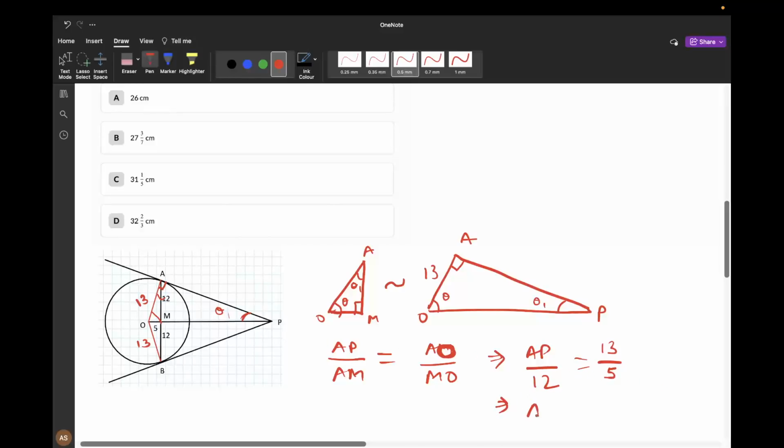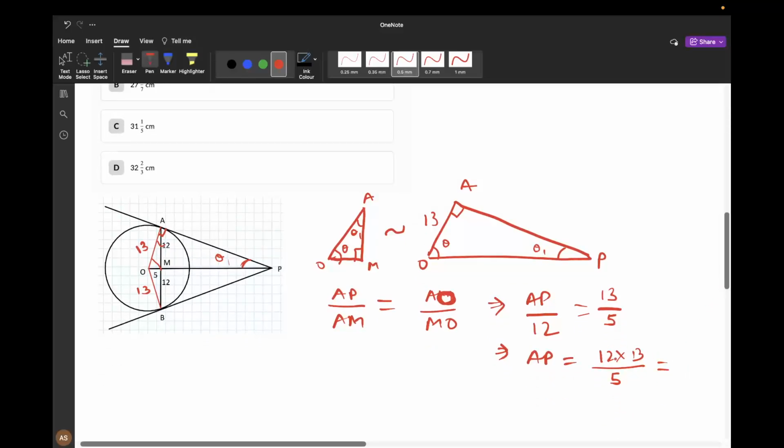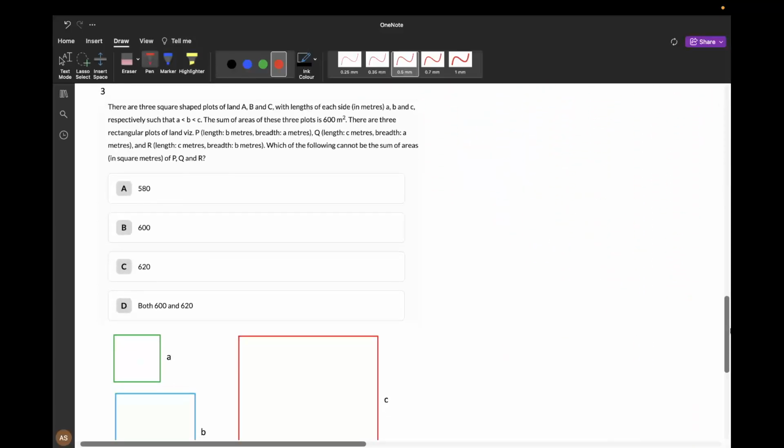So it's just calculation now. AB equals 12 into 13 by 5. And I think this will be 144 and 12, that is 156 by 5. And if you're supposed to write it in proper fraction, I think this would be 31, that is 155, 1 by 5. This should be our answer, and I think this is your option C. Let's go to the third question.